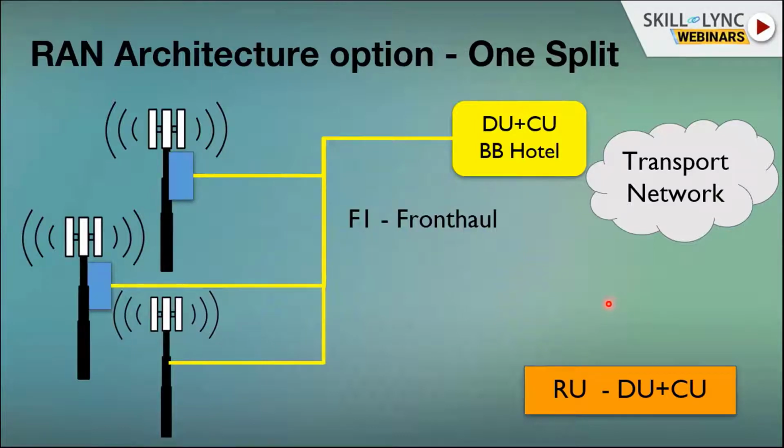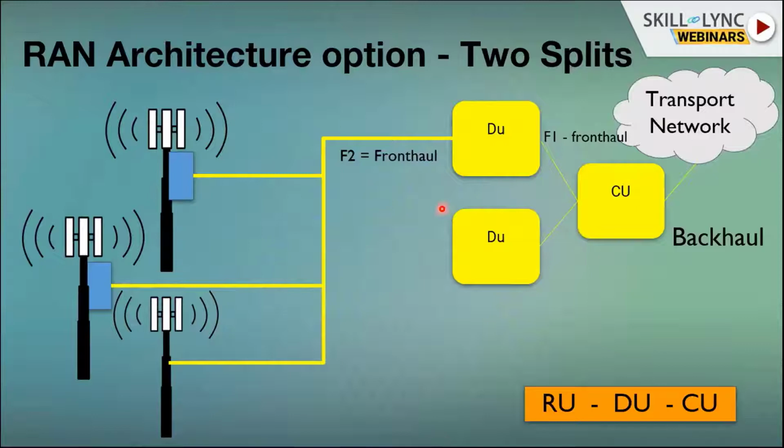Now next is when we have two splits. In this architecture option, you have split the fronthaul into two parts. You can take the example of street macro units. We can connect all the 5G antennas into street units, like the street poles that we have, and aggregate them to a central location. For example, in a village, you can have all the antennas connected, and all the fronthaul connections come to a central place.